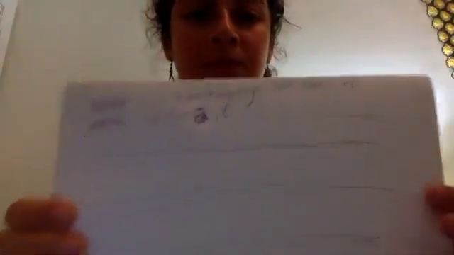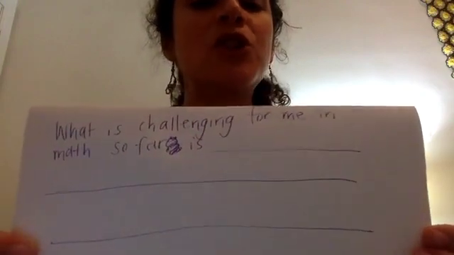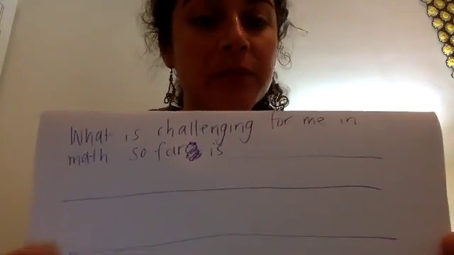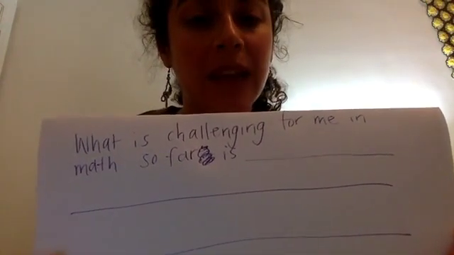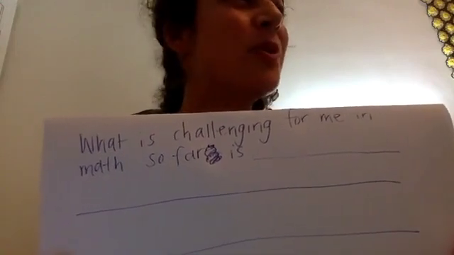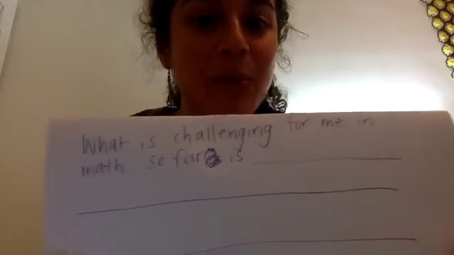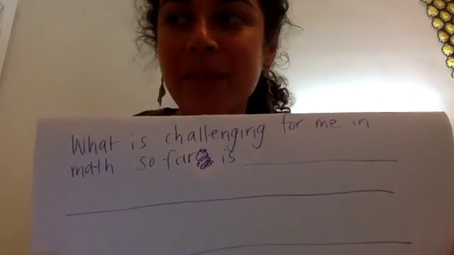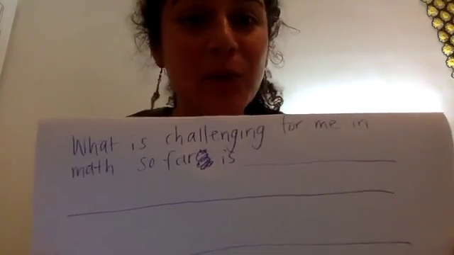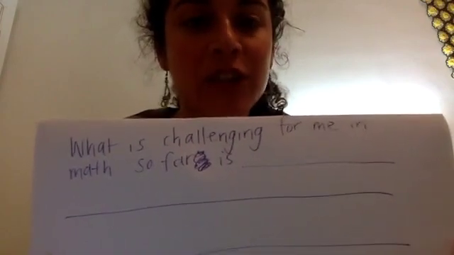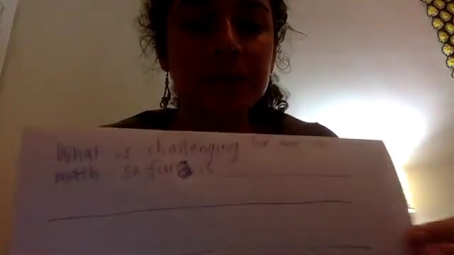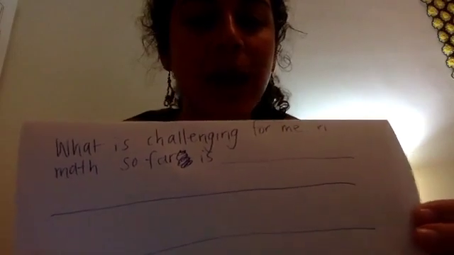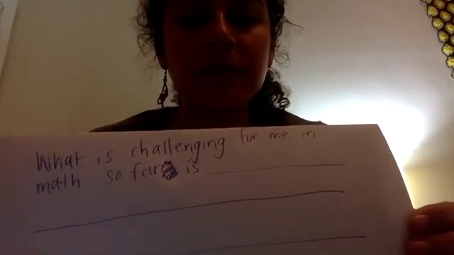Okay, and once you finish that, go to the second part of your paper and write, what is the most challenging thing about math so far? What is challenging for me in math so far is blank. Maybe what was really hard was the long division and you're glad to be moving on to geometry right now. Or maybe the long division was really easy for you and now the angles feel like more of a challenge and something that we'll spend more time on so that you can really master it. So write down something that is really challenging for you in math so far.